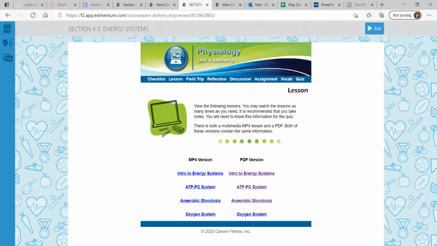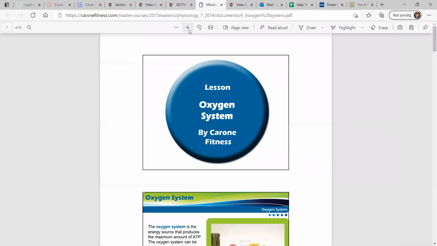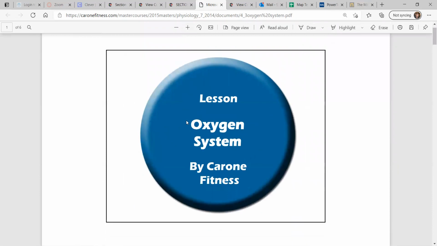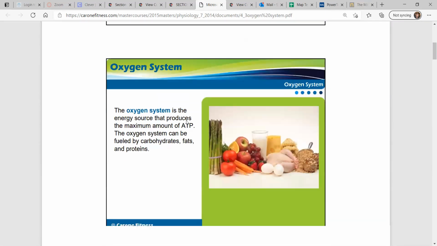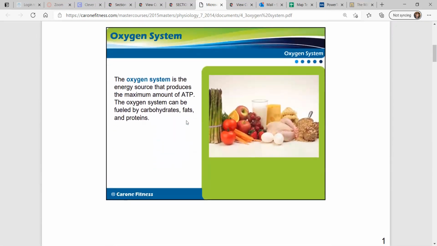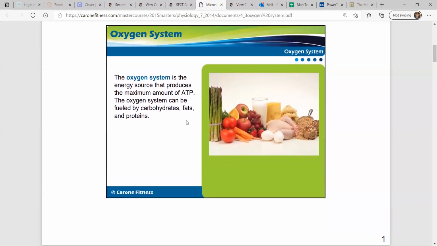All right. And lastly, we have the oxygen system. Now, this is the only system that requires oxygen. This is the only aerobic system. And it produces the maximum amount of ATP. It can be fueled by carbs, fats, as well as proteins.